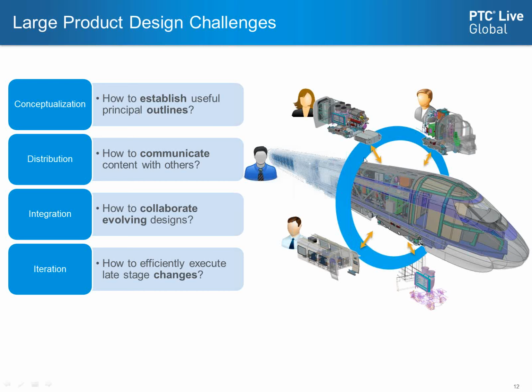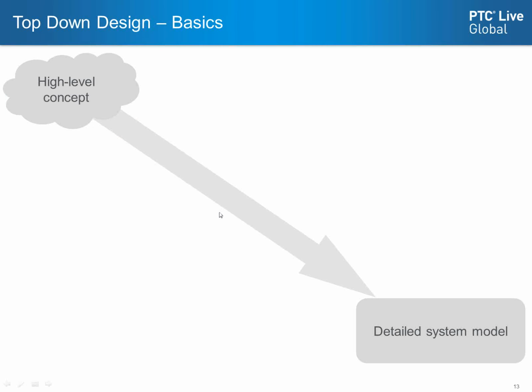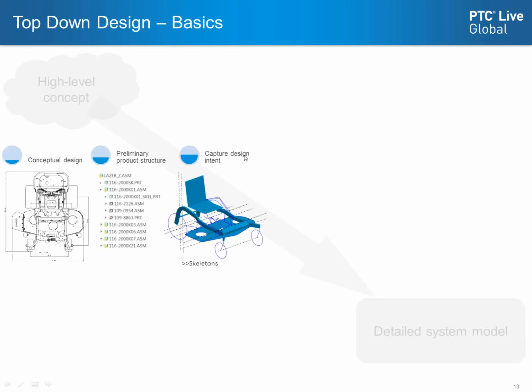So this talks about top-down design. So what is top-down design? First of all, the basics. Top-down design typically starts with either conceptual design that is done many times in 2D, sometimes preliminary structure, and then we reach the 3D skeletons.